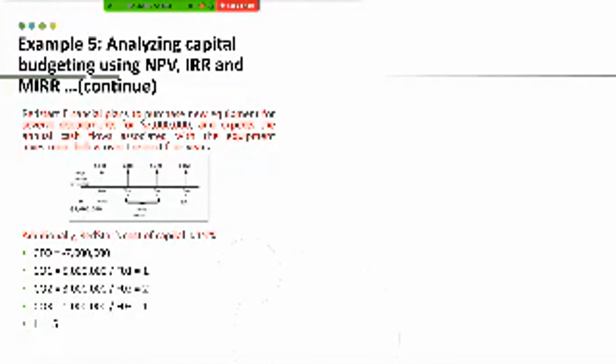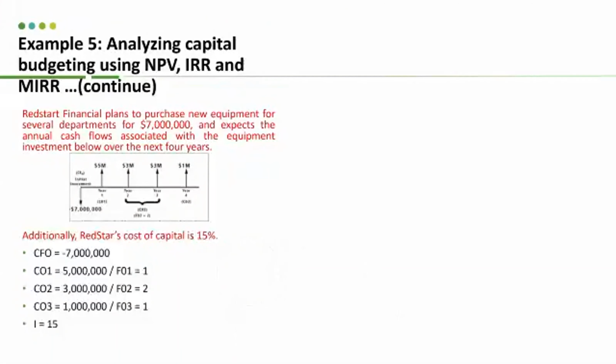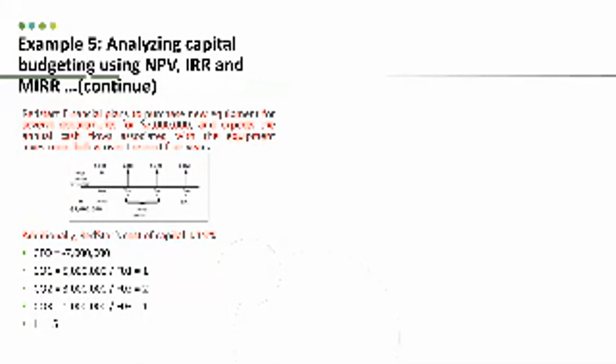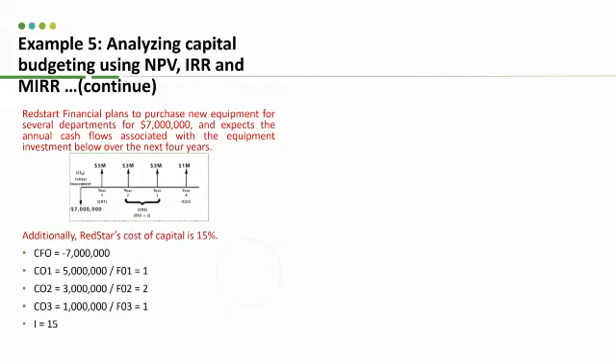Maybe I will need to read the scenario. Restart Financial. This is to analyze capital budgeting using NPV, IRR, and also MIRR. The scenario is Restart Financial plans to purchase new equipment for several departments for 7 million and expects the annual cash flow associated with the equipment investment below over the next 4 years. So in the image on my slide, the initial investment is 7 million. For the first year 5 million, for the second year 3 million, for the third year also 3 million, and for the fourth year 1 million. The cost of capital is 15%.